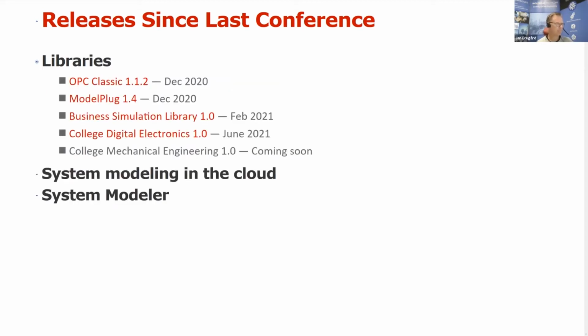We launched a couple new versions of OPC Classic and Model Plug in December 2020. Then in February, we released a completely new library, Business Simulation Library, which, as the name says, is used for business simulations. And by the way, whenever you see red ones here, if you have downloaded the presentation, that means there's a link, so you can go there and read more about that.